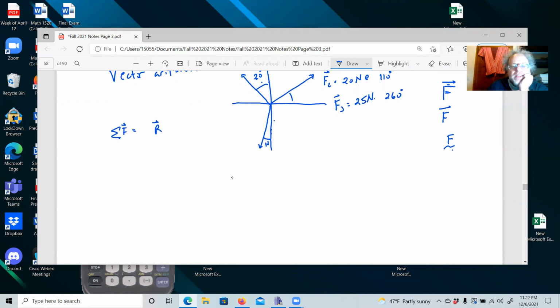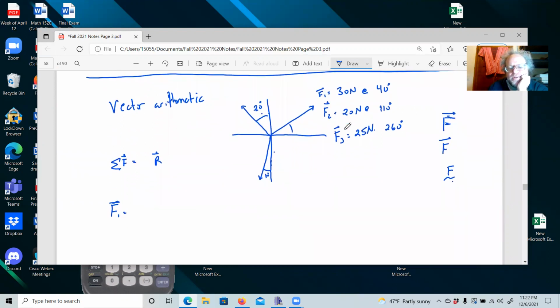All right. So F1 is going to equal, we've got 30 newtons, right? And we need to get the x component. So that's going to be 30 times cosine of 40 degrees i hat, because that's our vector in the x direction, plus 30 times sine of 40 degrees j hat. And these are all in newtons.